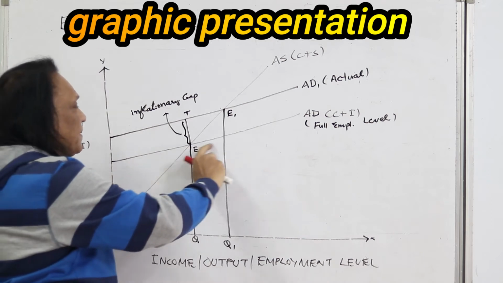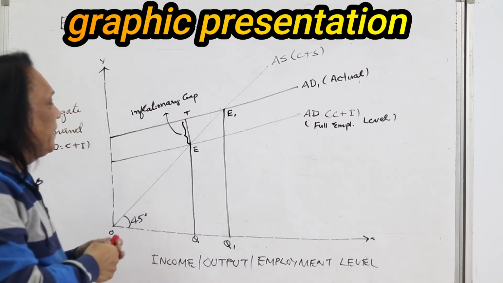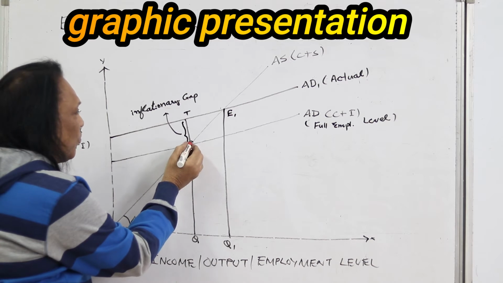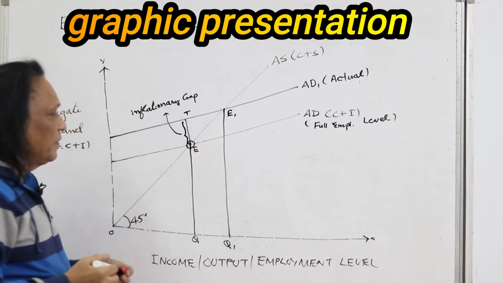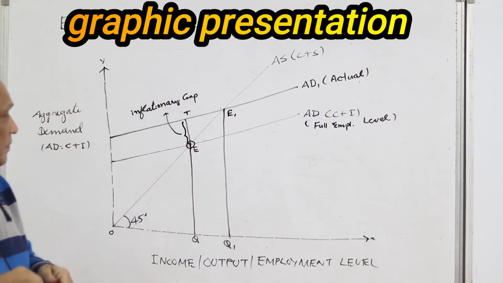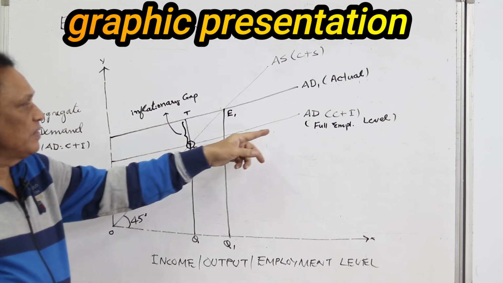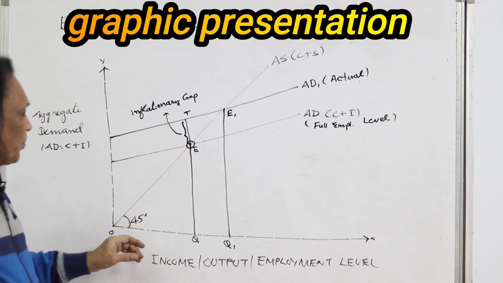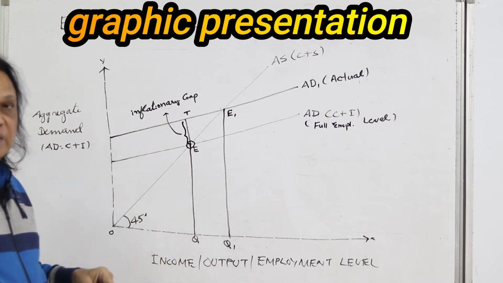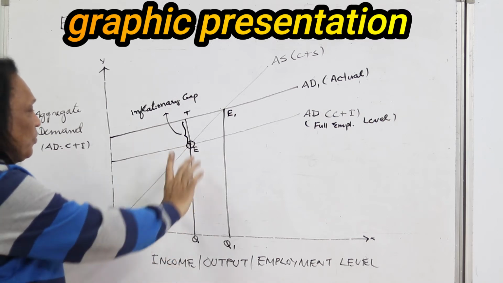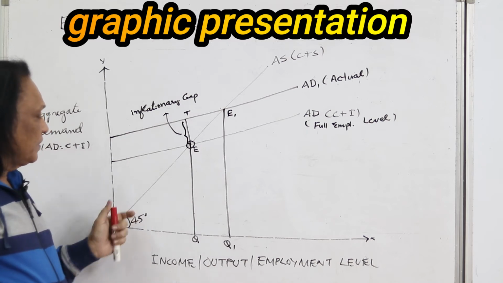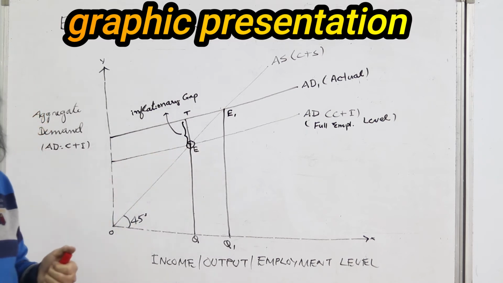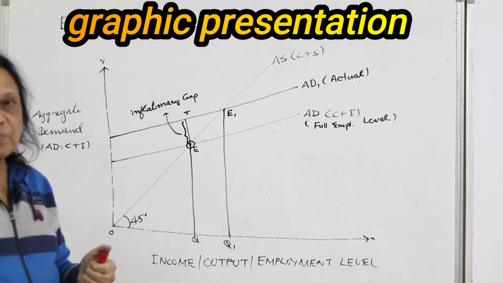This keeps on increasing. This AD and AS become equal at this point E, the equilibrium point. This is the full employment level aggregate demand, and they become equal by producing OQ level of output. At this output, OQ is equal to EQ because this is the 45 degree line. This is the full employment equilibrium.